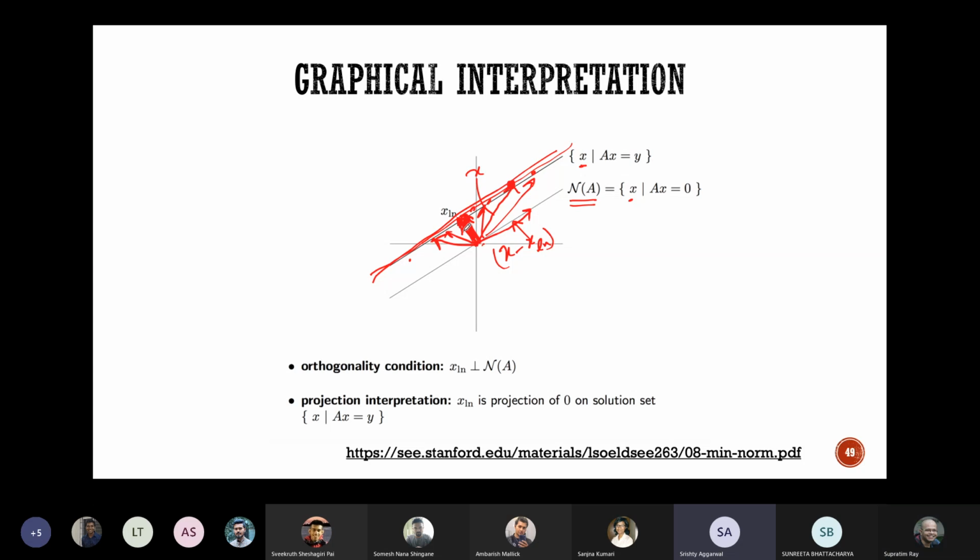Can you explain once what these parallel lines indicate? The line passing through the origin is the null space, and what is the above one? That's the solution space. That's the set of all x's so that Ax equal to y.